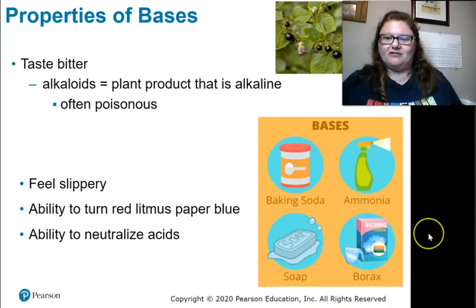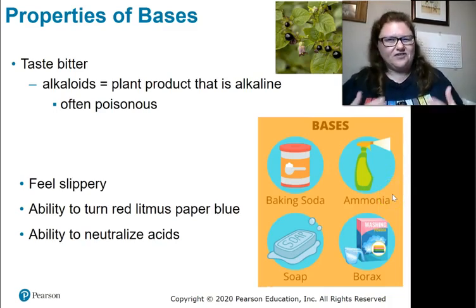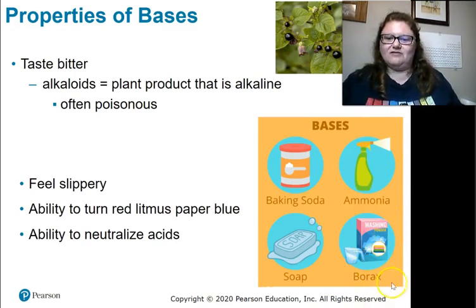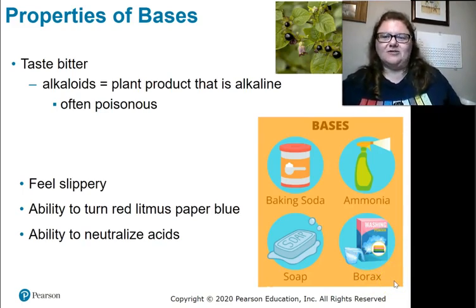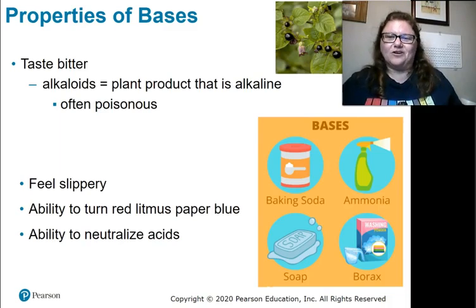I have a similar graphic to the one I had for the acids, where I picked some everyday common materials. Ammonia is NH3. That's a typical cleaner. It has a very strong odor to it if you've been around it or used it. Borax is not really used much anymore. It's a detergent chemical. It's usually sold in a box on its own, not in a detergent. You'll see it's usually on the bottom shelf because it's not really a popular item anymore, but you could do some fun crafts with it. And then we have a bar of soap, and baking soda is also classified as a base.